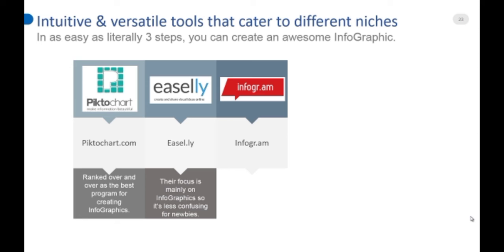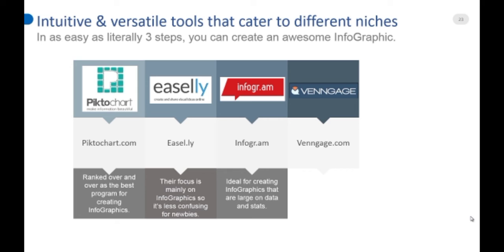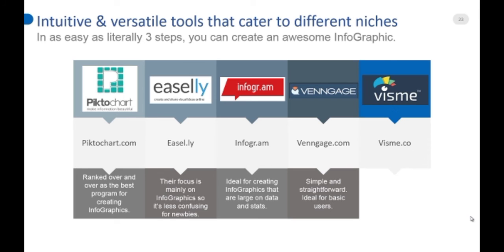And then of course we have infogr.am, Infogram. And this is ideal for creating infographics that are large on data and stats and numbers. So if we look at the style that requires a lot of number crunching, a lot of data, this might be good for you. And fourth, we have Venngage.com. And Venngage is a simple and straightforward infographic tool that is ideal for basic users. And of course, we have visme.co. And this is versatile and flexible, and it's ideal for more advanced users.